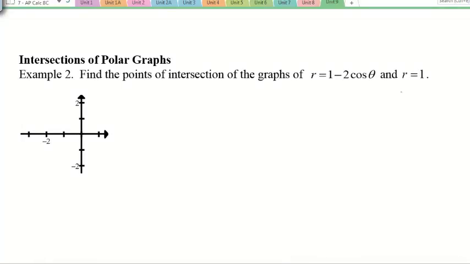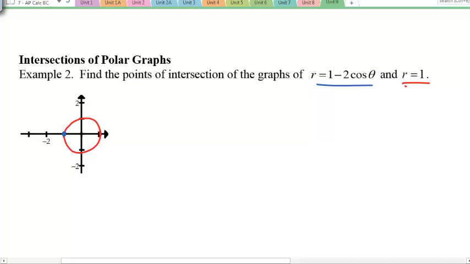Let's do the easy one first. r equals 1. Yay! Right. This one you can use your calculator, but if you want to just go ahead and make a table of values, you may do so as well. Cos 0 is 1, so 1 minus 2 is negative 1. So at 0, it's actually at negative 1, which is here.